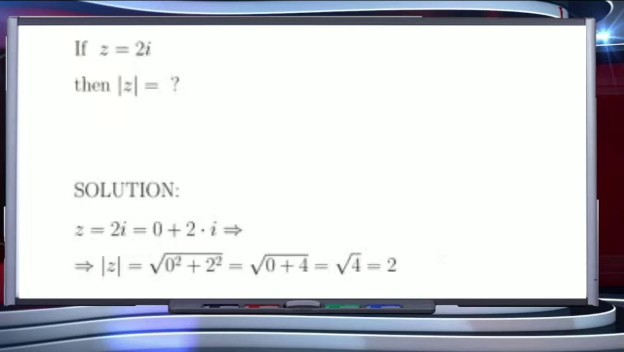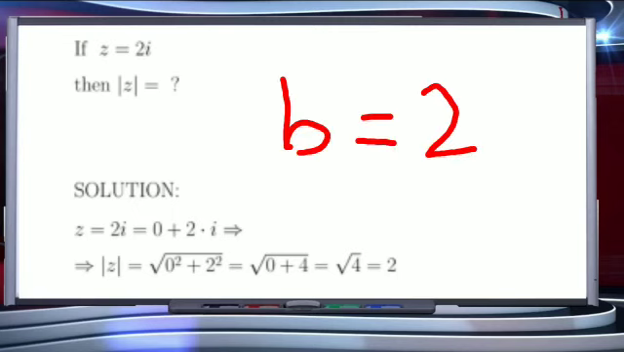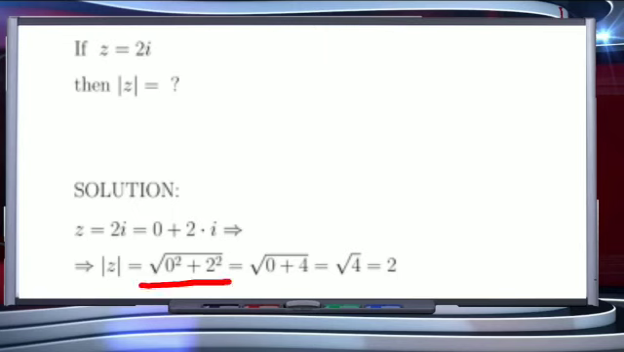Suppose our z is equal to 2 iota, then we have to find its modulus. First we find our a and b. Clearly a is 0 because no real part is there, and b is equal to 2. So the modulus is the square root of 0 square plus 2 square, which is the square root of 2 square, and that is equal to 2.